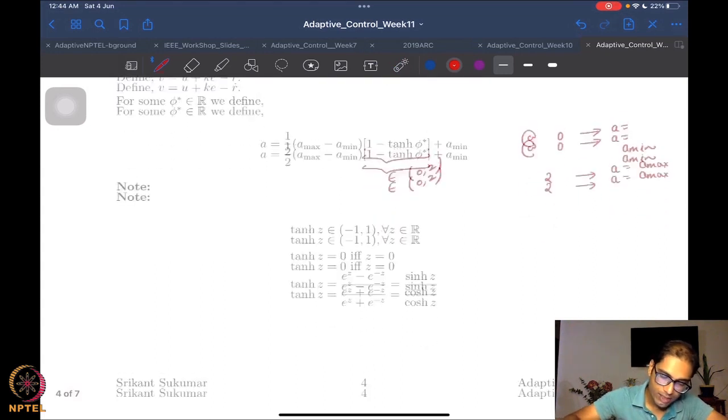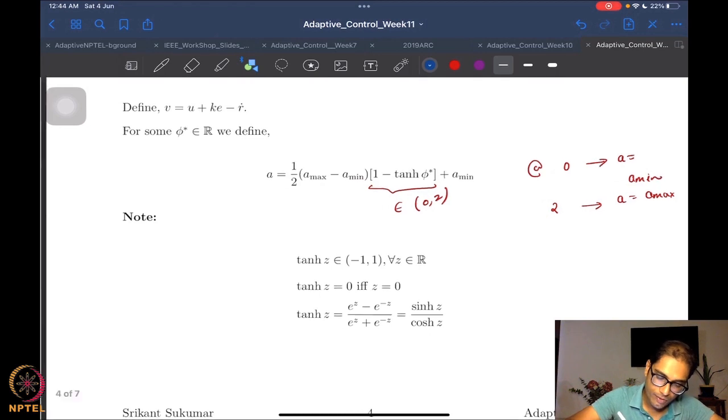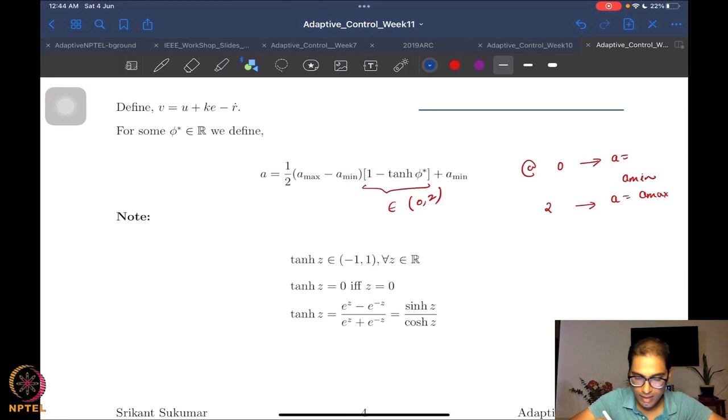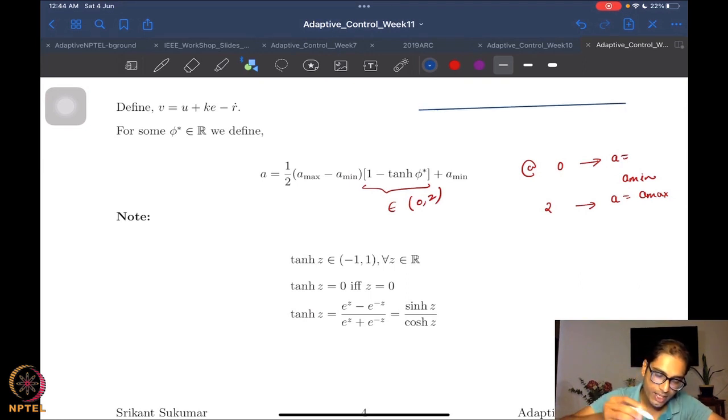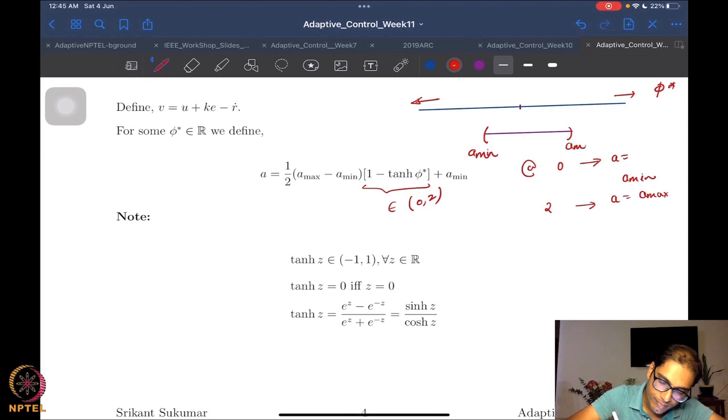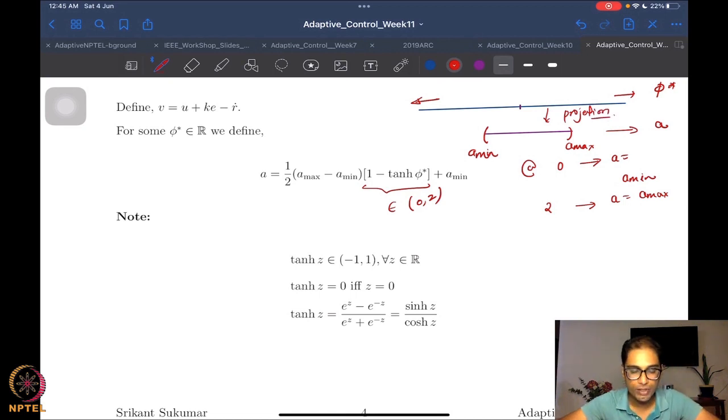If I make a picture something like this, the phi star is ranging over all of the real numbers. So this is where phi star is, and this is ranging from A min to A max. This is where A is. So even though I vary phi star from minus infinity to infinity, I'm going to remain only within A min and A max. So this is the projection. I hope you understand. This is the smooth projection using this tan hyperbolic function.